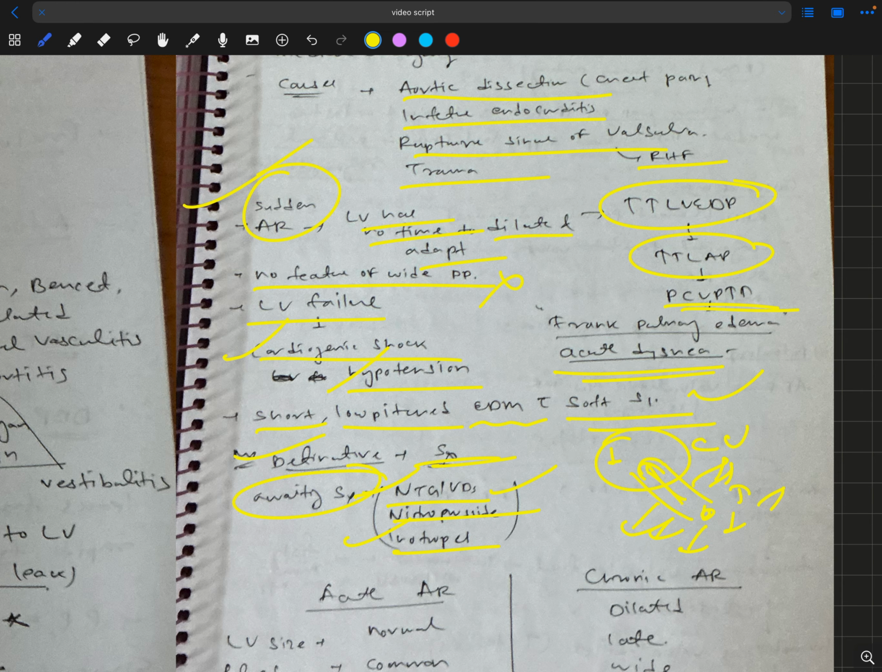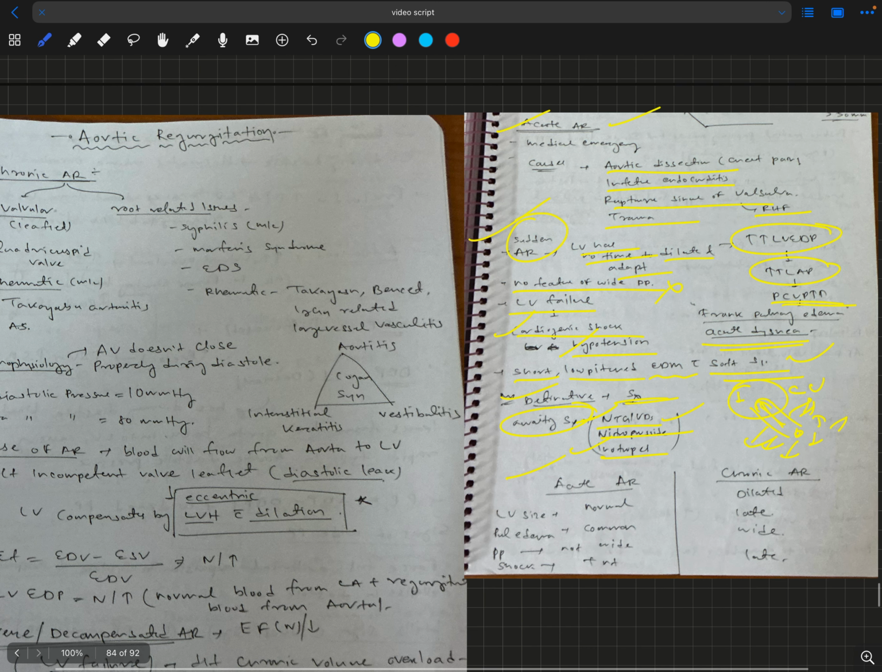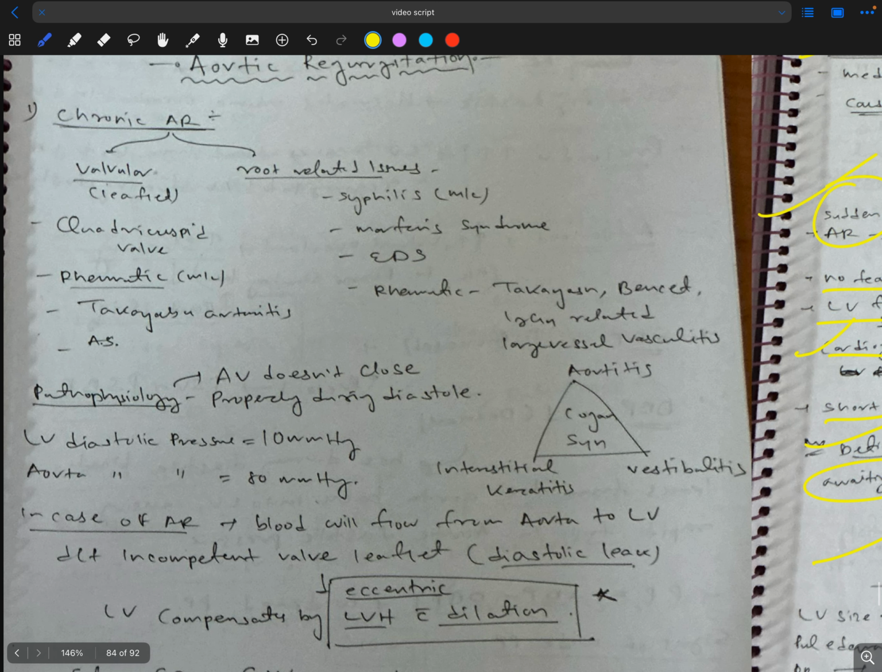So that will lead to decreased blood regurgitation from the aorta into the left ventricle. There is a difference between acute and chronic AR. We will discuss that later. So, chronic AR. What are the causes of chronic AR?